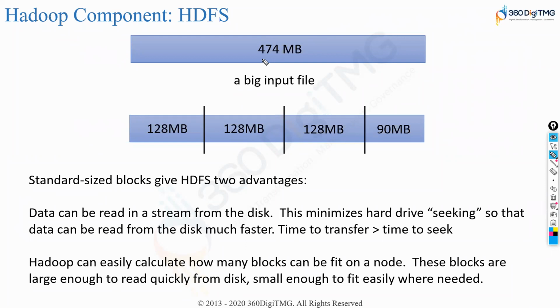So if you see this 474, if you divide that by 128, you get 3 point something, right? So 128 MB block, 128 MB block, 128 MB block. And the fourth block will be of size 128 MB only. But the data that we are having is only 90 MB. That means the remaining space that you see is wasted.